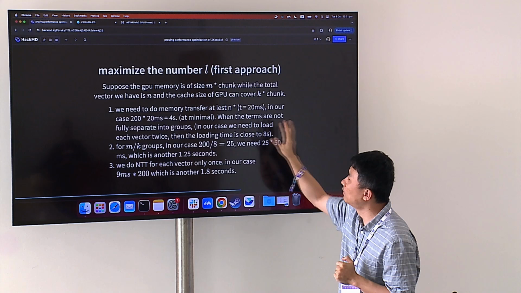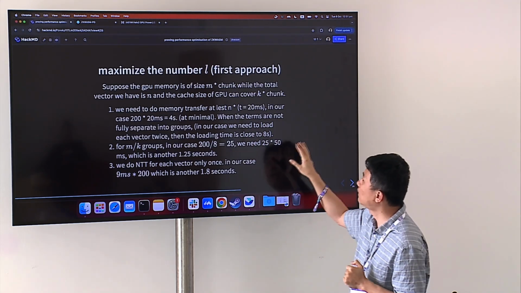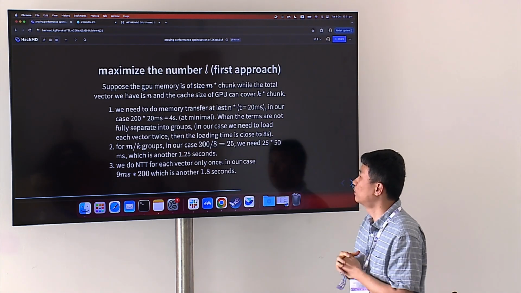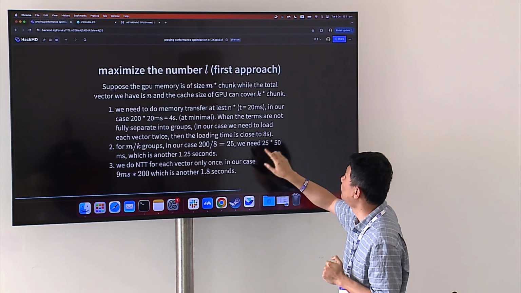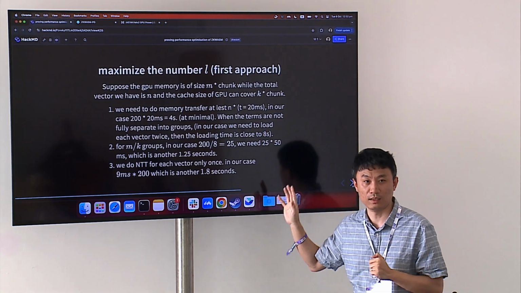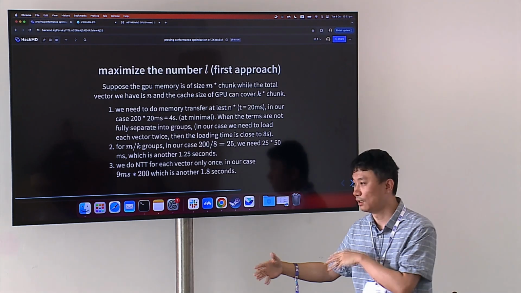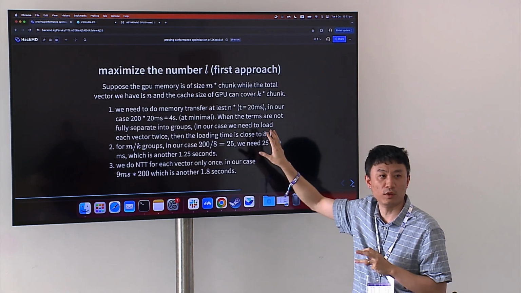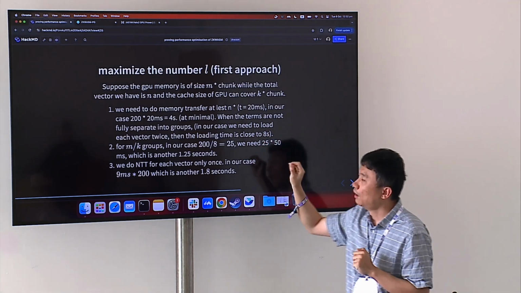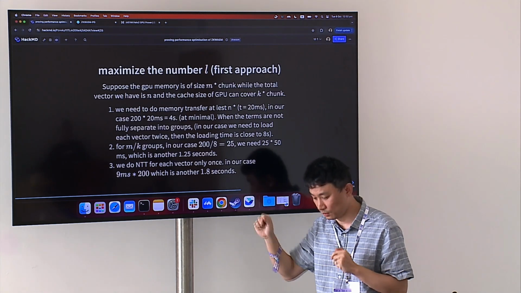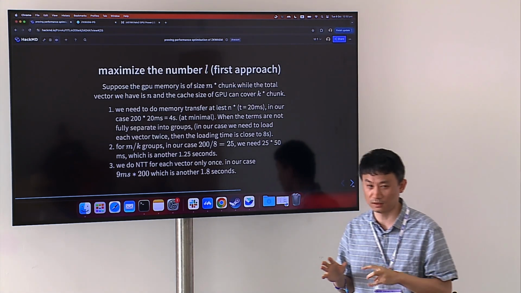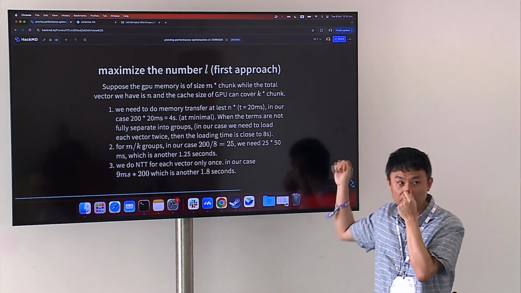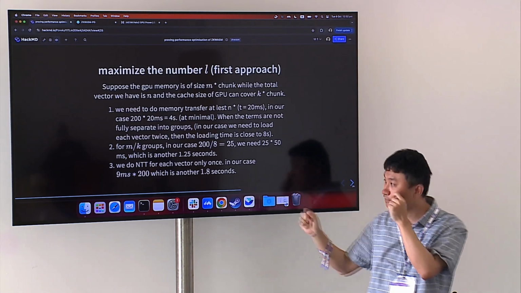And because we have a few groups, for example, in our case we have about 25 groups, if you're doing this copy, it will take you close to 8 seconds, right? If you're comparing to my previous command line, the whole point only takes about 2.5 seconds. That means, just like CPU, if we do the NTT for all the vectors and load them on demand, it doesn't work. It didn't work because the memory copy bandwidth will be the bottleneck of this solution.